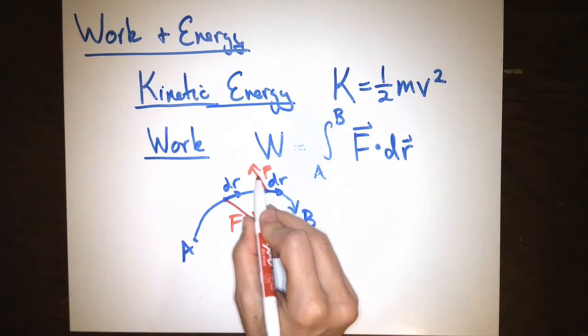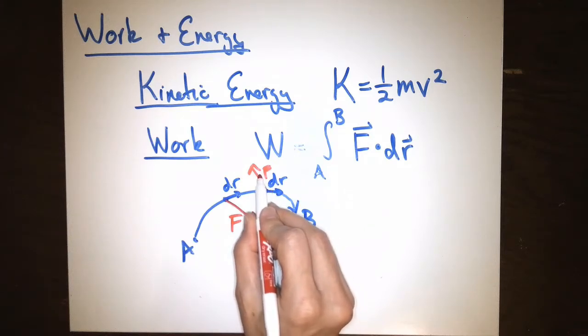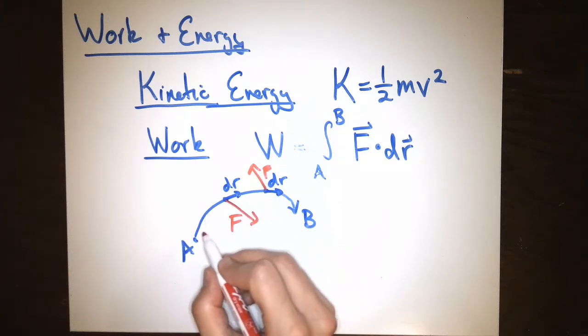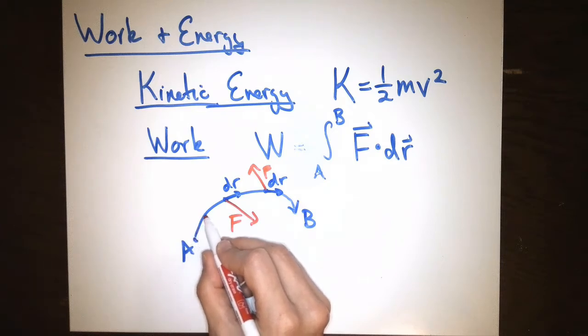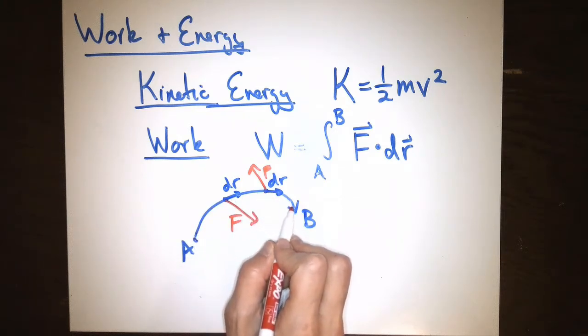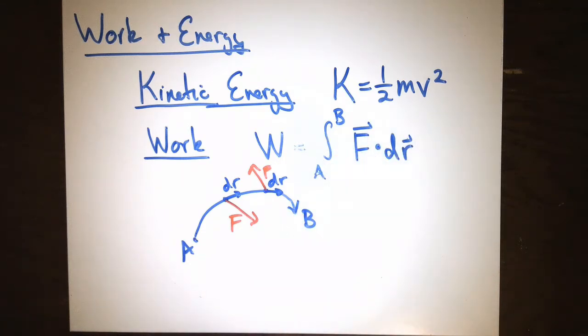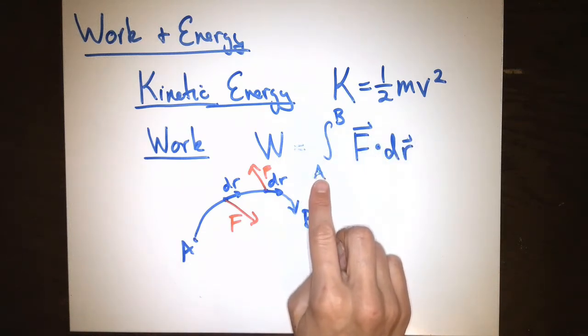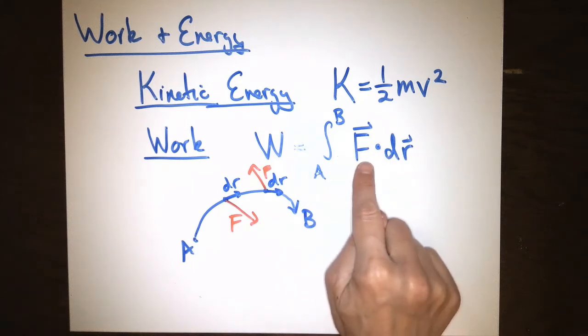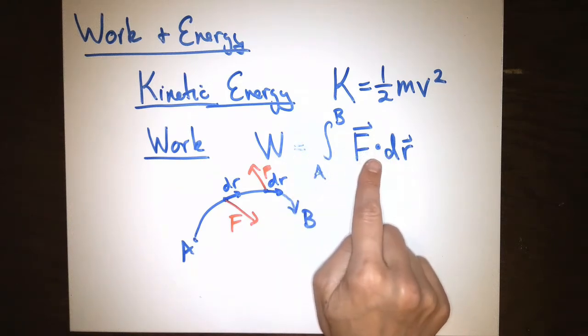So at this point in the path, I'll look at the dot product between the force and my little bit of displacement. And I do that at every single little point along my path, add up all of those dot products, and that's my path integral. Fortunately, there are a lot of times where we don't have to do this integral. We can look at a simplified version of that.